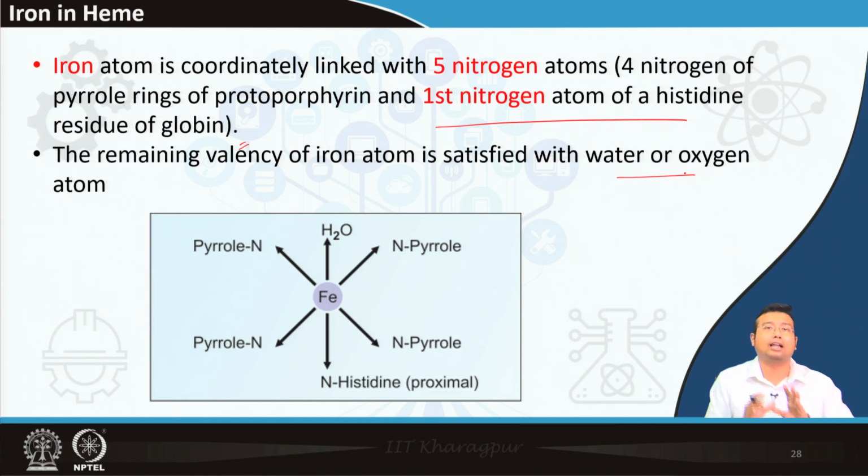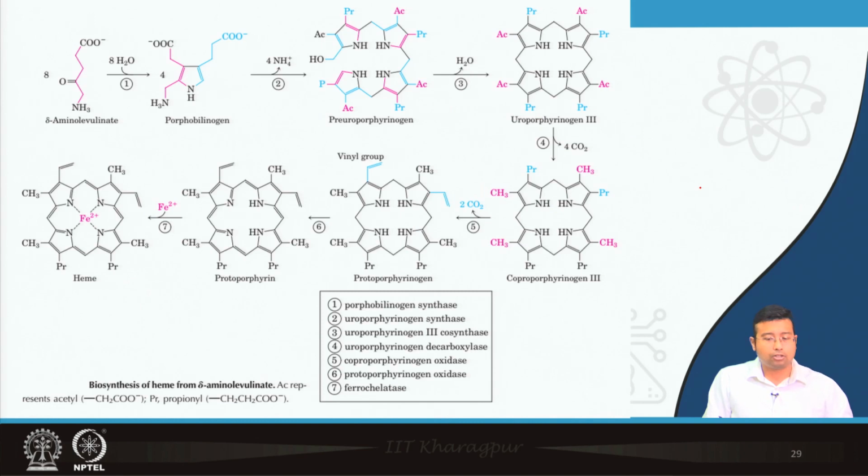So, the last valency is satisfied by oxygen or water, right. This is actually the entire pathway of heme synthesis, where all the intermediates have been shown. We started with 8, we ultimately needed 4, because 4 condenses into 1, which ultimately undergoes various changes to form a protoporphyrin, which by the action of the ferrochelatase enzyme incorporates an iron to become heme.